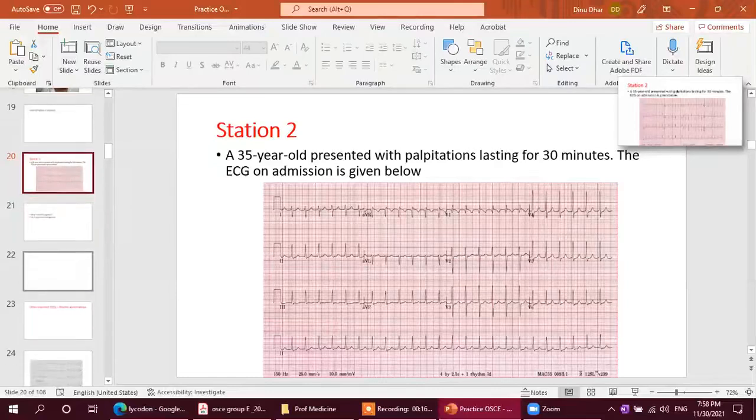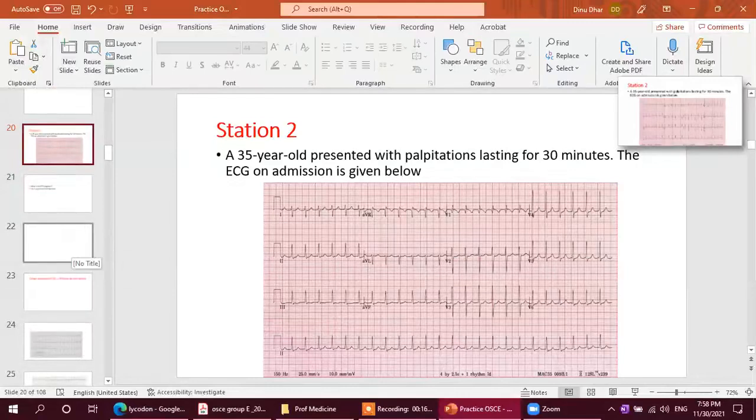We discussed this before also when we were talking about cardiovascular emergencies. When you get a tachyarrhythmia ECG, you should be able to identify the underlying rhythm diagnosis. That is very important. So this is a tachyarrhythmia ECG, and we need to identify the rhythm diagnosis.